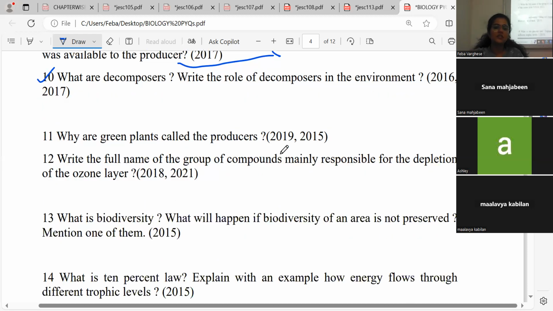Now, why are green plants called producers? Because they have chlorophyll, they can photosynthesize, they can prepare their own food materials. That's why they are called the producers. And from them, energy is transferred to various other organisms.